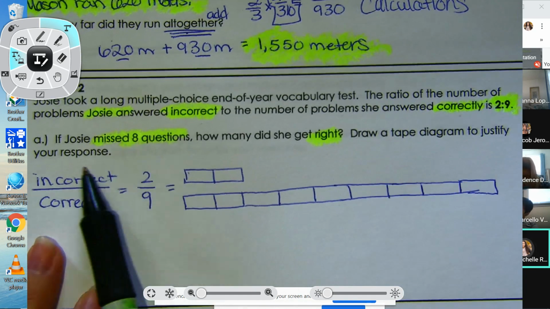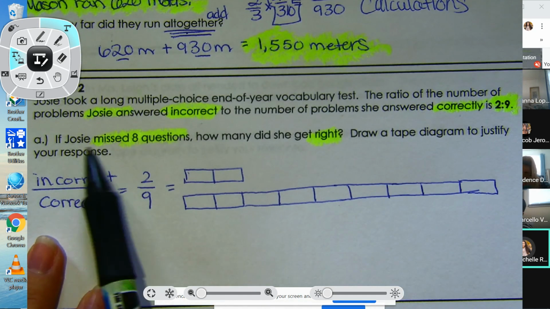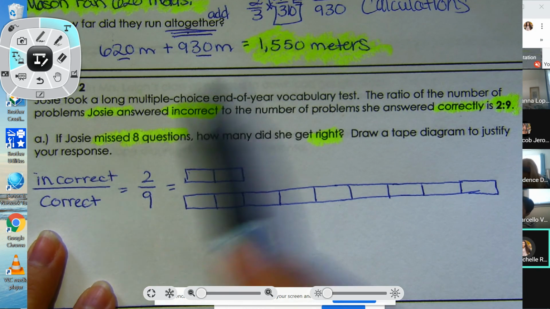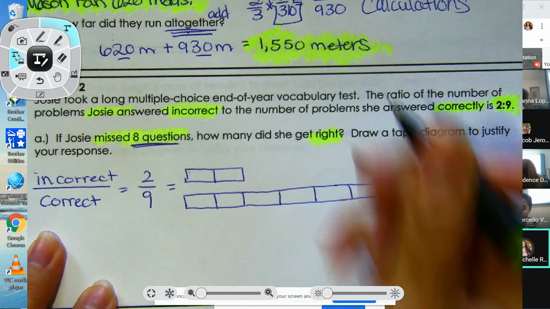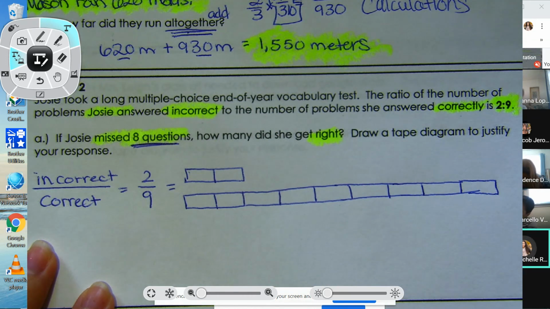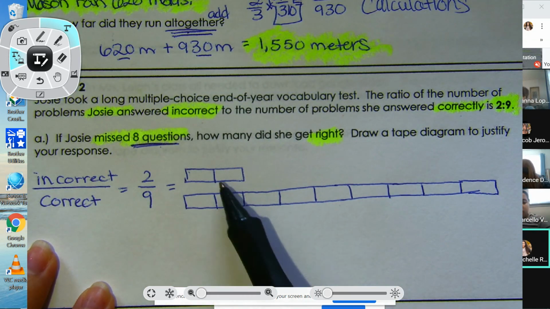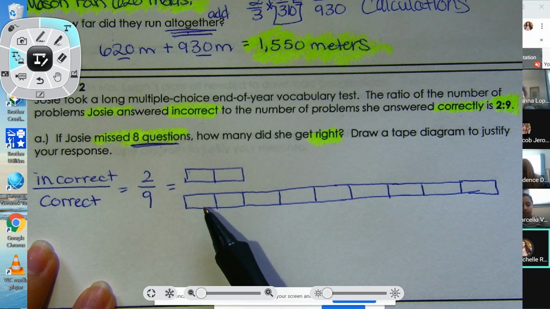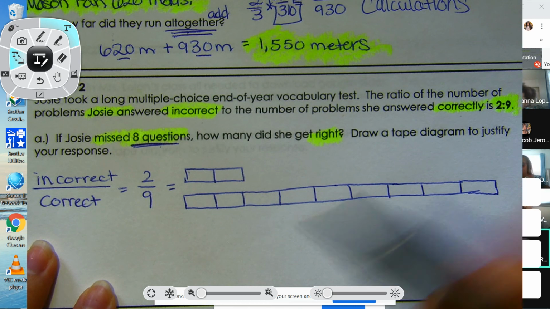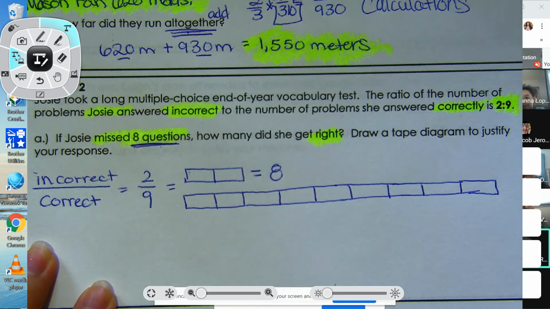All right, now I can go back to the question and see what I'm dealing with again. If Josie missed 8 questions, so she missed 8. That's something that they gave me. They told me the 8 questions, what she missed. Is that going to go to the top diagram or is that going to go to the bottom diagram? If it's missed, which one is representing the missed problems? I want you to write in the chat, top or bottom. Yes, it's the top. So we're going to put equals 8.